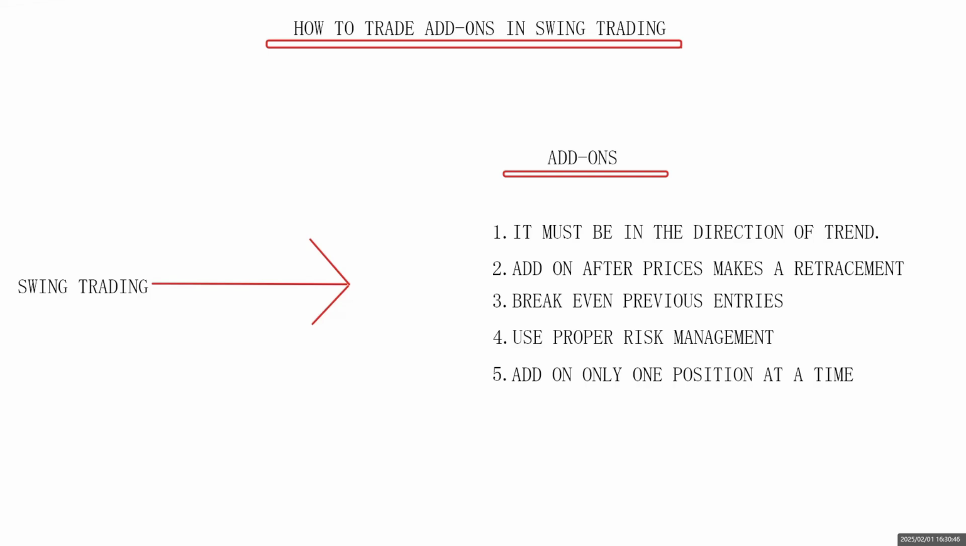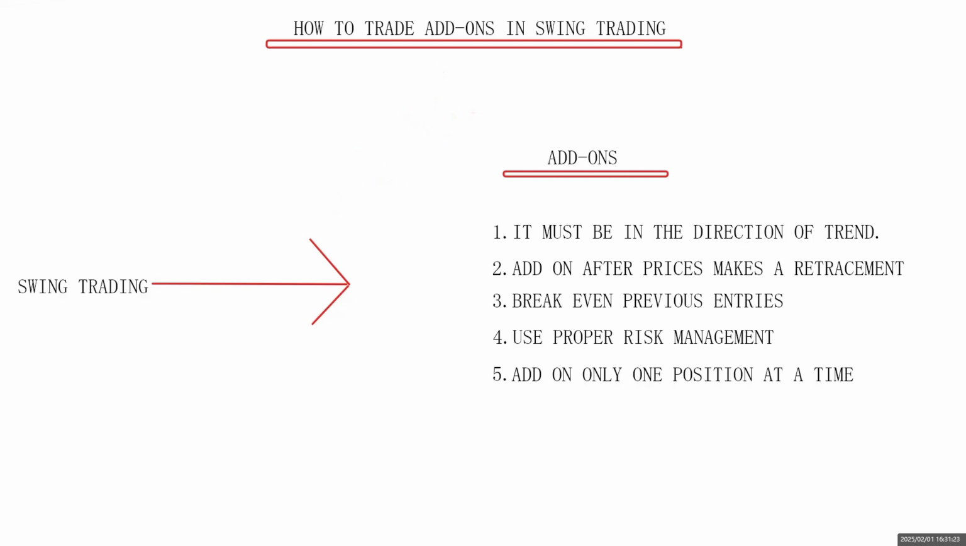What is the second criterion? Add on after price makes a retracement. This means you don't add on when price is on a push. You add on when price is on an exhaustion. For example, if I show you a quick example of what I mean, this is a push, this is an exhaustion, this is a push, this is an exhaustion. So you add on when price makes an exhaustion, never when price is on a push. That is very important when it comes to add-ons.